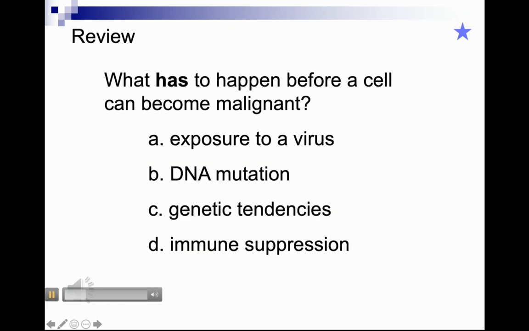How would you answer this review question? What has to happen before a cell can become malignant? Does it need an exposure to a virus, DNA mutation, genetic tendencies, or immune suppression? Hang in there, we're almost ready for a break.